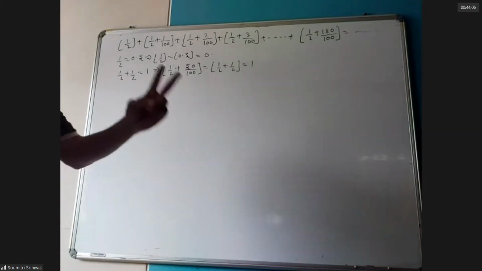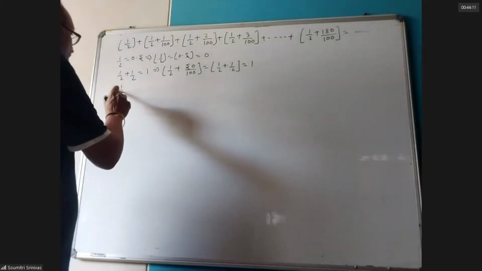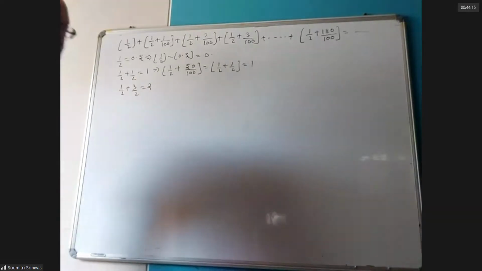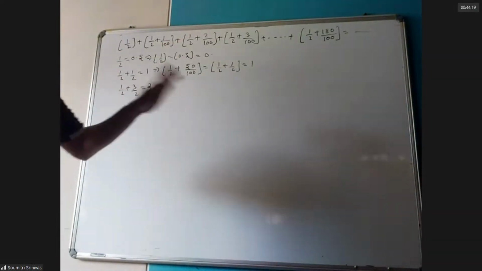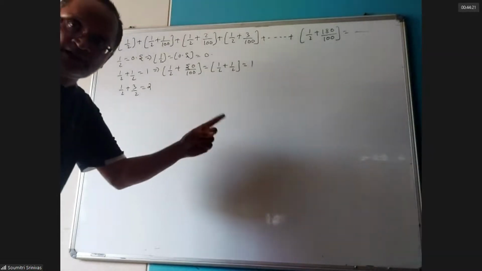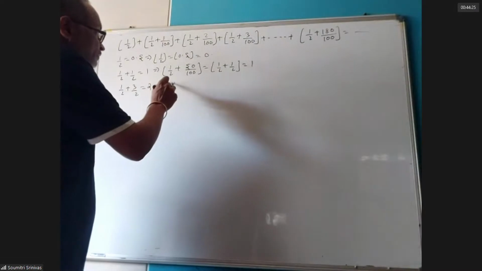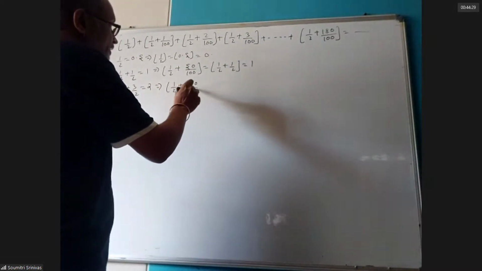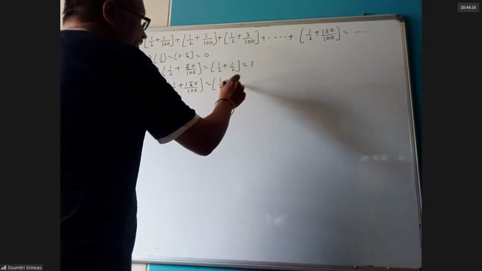When will it become 2? 150 by 100, 1/2 plus 3/2 will give you 2. So when does it give you 3/2? Yes. Where does it give you 3/2? At 150 by 100. So 1/2 plus 3/2 gives 2. Step 2.